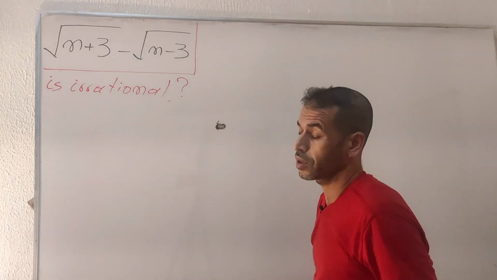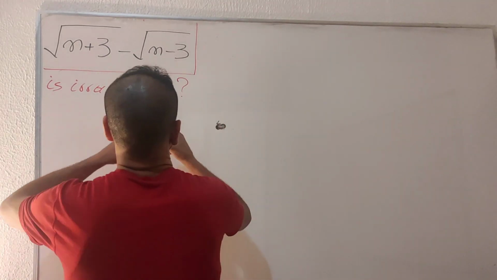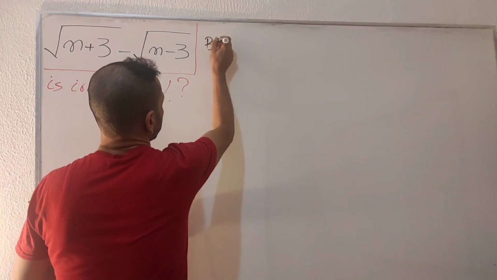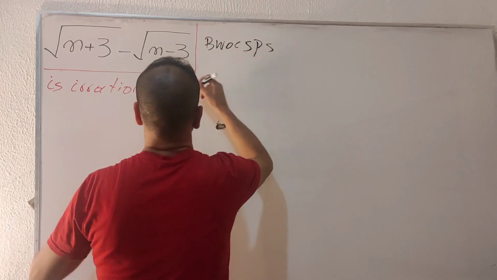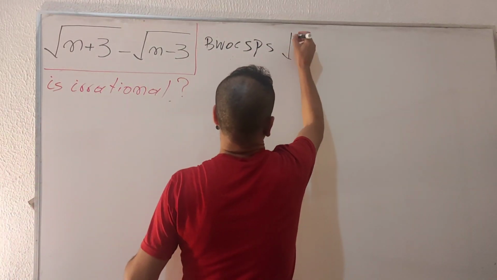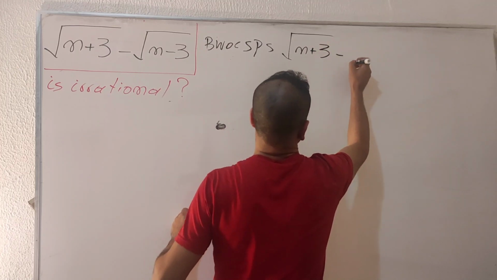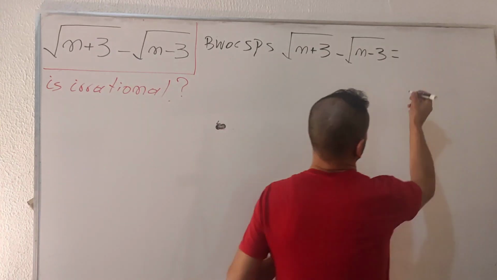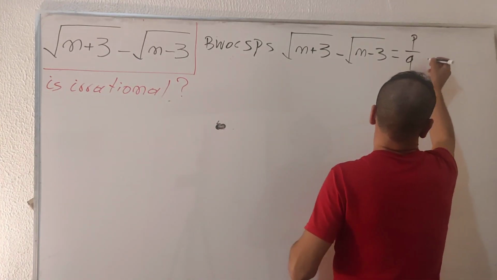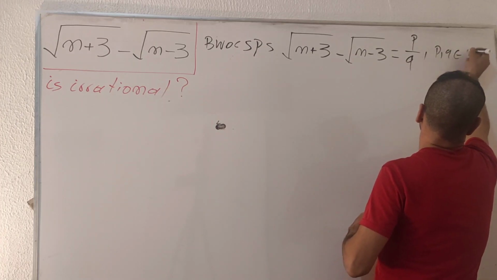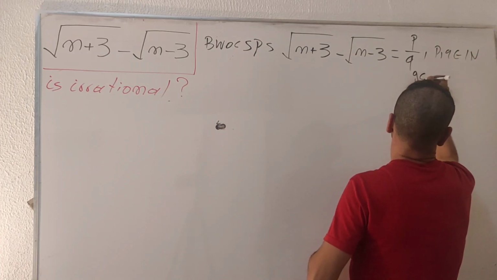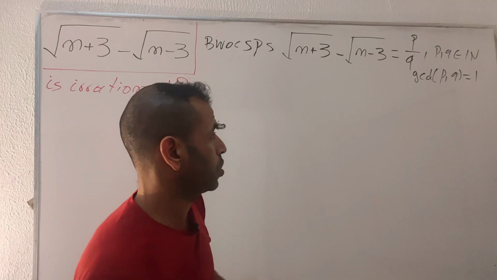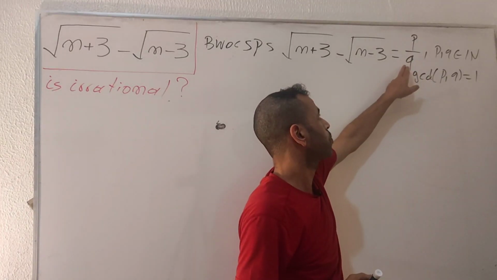We are going to prove this by way of contradiction. So we suppose this one is a rational number, and at the end of the day we will find a contradiction. So by way of contradiction, suppose this number, square root of n plus 3 minus square root of n minus 3, is a rational number, which is going to be written in the form p over q, where p and q are natural numbers, and also GCD of p and q equals 1. Why? Because they must be coprime integers.